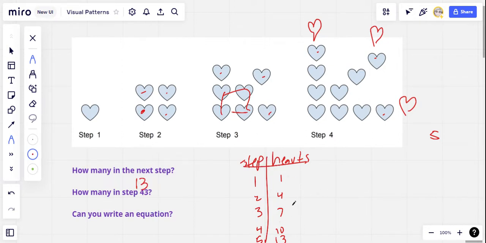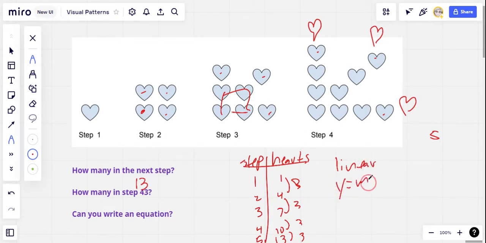So I think that can be our prediction for the next step, 13 hearts. And when we analyze a pattern like this, we usually look at the differences between the steps. So let's subtract. 4 minus 1 is 3. 7 minus 4 is 3. 10 minus 7 is 3. 13 minus 10 is 3. And this should match with what we just saw. We're adding 3 hearts every time, so the difference between the steps should be 3. When you see this difference number staying the same, you know the pattern is linear.